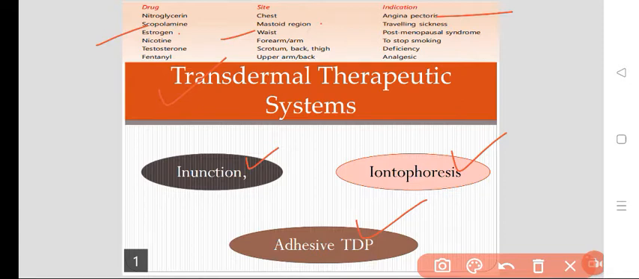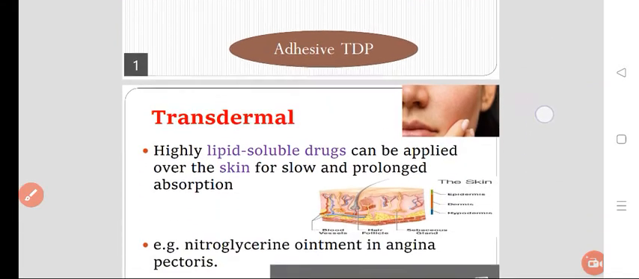Nicotine patch, which is applied over the forearm and arm for the cessation of smoking or to stop the smoking addiction. Then testosterone patch, which is applied over the scrotum or thigh region in case of testosterone deficiency. Then fentanyl patches or diclofenac patches for pain relief. So these are the different examples of transdermal patches that we apply over various sites over the body that we'll discuss in detail.